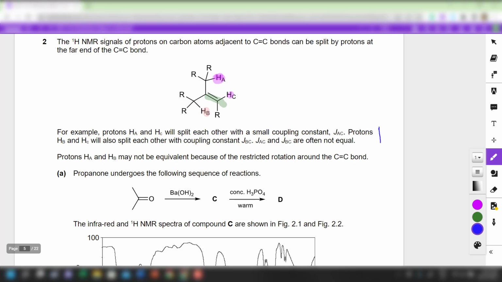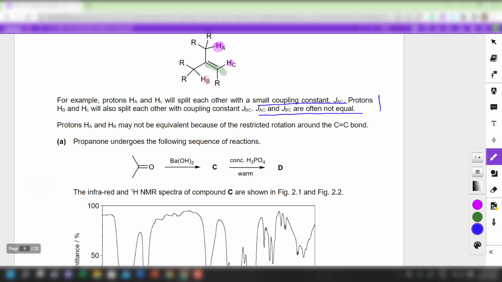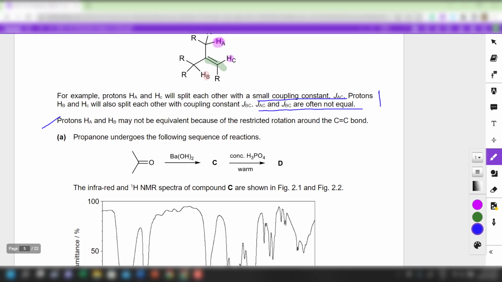So they are saying that because A and C split each other, they have a small coupling constant. B and C also split each other, and in most cases, the coupling constants for AC and BC are not equal, for a very simple reason, because HA and HB are in different chemical environments. The values will be quite similar, but they are not the same. And it's also mentioned here that protons HA and HB are not equivalent because of the restricted bond rotation.